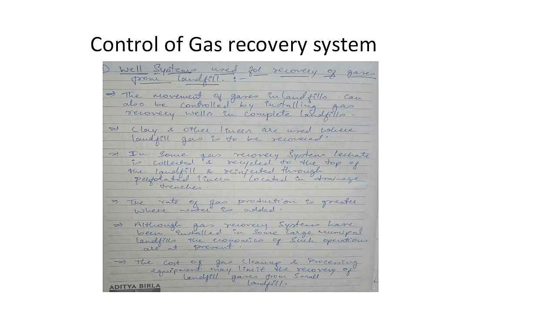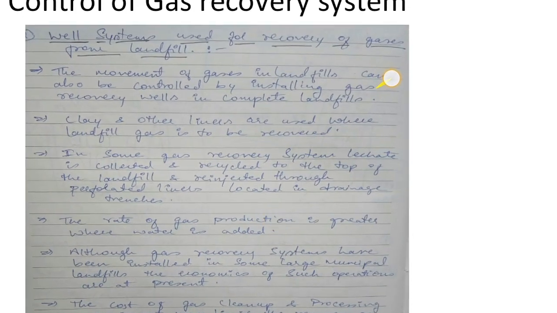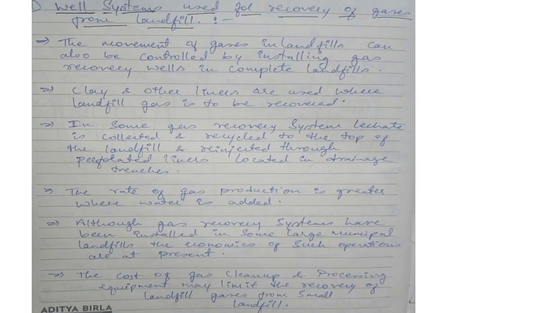Let's see how the gas recovery is going to be done. Even this is a beautiful topic, we can say. So the well systems are used for recovery of the gases from the landfill. The movement of the gases in landfills can also be controlled by installing the gas recovery wells in complete landfills. Clay and other liners are used where landfill gases is to be recovered. In some gas recovery systems, leachate is collected and recycled to the top of the landfill and re-injected through the perforated lines located in the drainage trenches. So the same thing is going to be repeating, right?